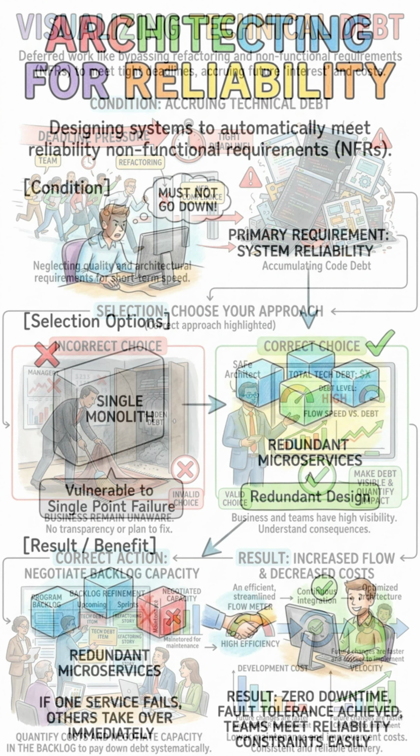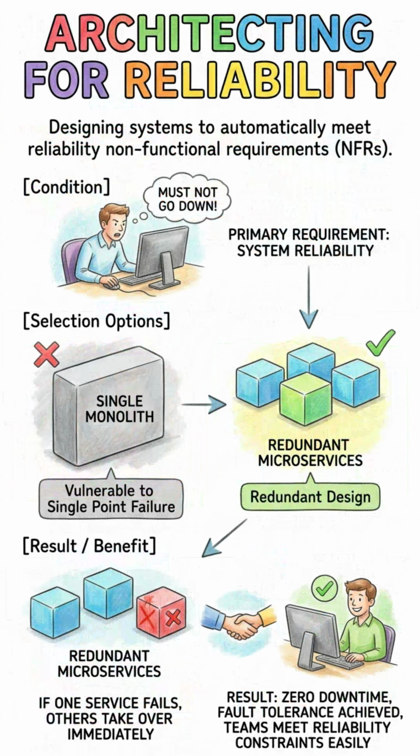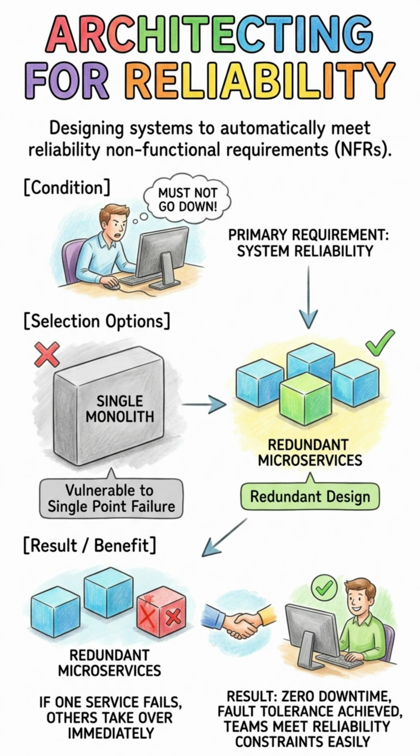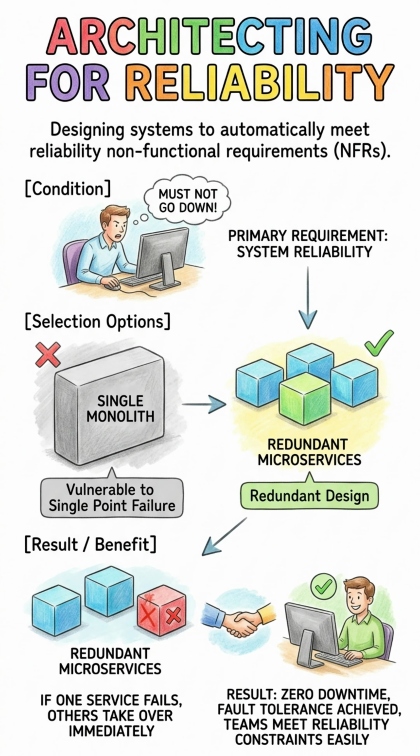You must also ensure that the system architecture actively prevents teams from violating quality standards. For example, if system reliability is a primary non-functional requirement, you should architect the application using redundant microservices. If one service fails, the others take over immediately, ensuring the user experience is zero downtime. By designing fault tolerance directly into the system, you make it easy for teams to meet the reliability constraints.